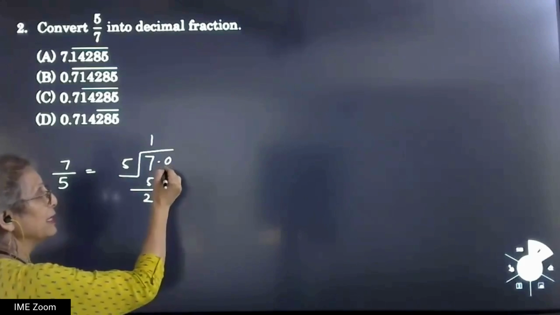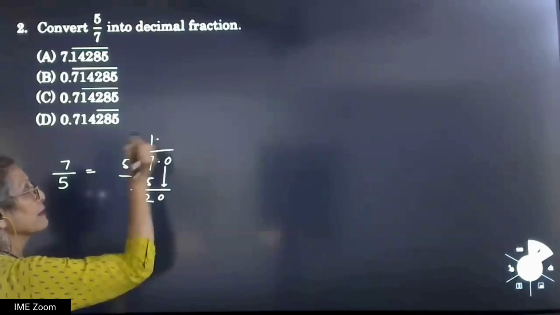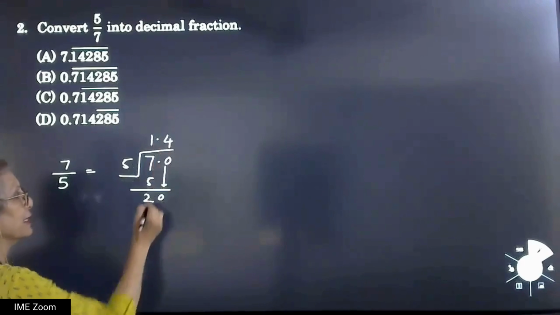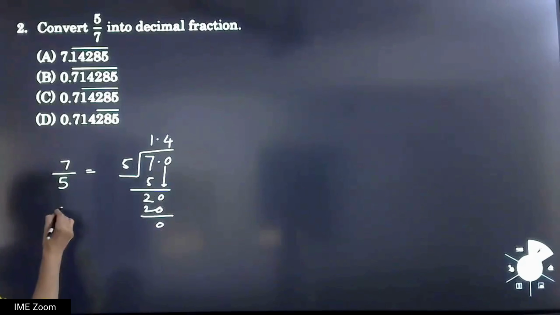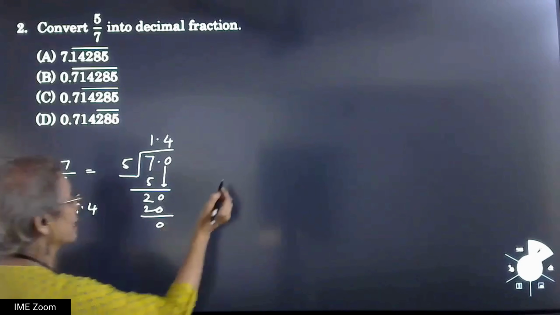Here, now I am bringing down this 0, which is after the decimal point. So here also I will put decimal point. And now it is simple. 5 4s are 20. And the remainder is 0. So the answer is 1.4. Very simple, right?